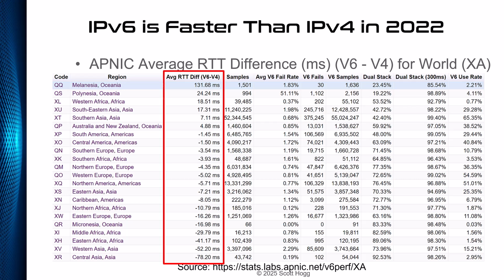APNIC collects and documents measurements of round-trip time for v4 and v6 and compares them. This graph subtracts the v4 latency from the v6 latency, and if the IPv6 latency is a lower number of milliseconds than IPv4's latency, then this results in a negative number. We can see that the RTT is negative, meaning IPv6 is faster on average, for all countries and regions with the exception of a few remote geographies.